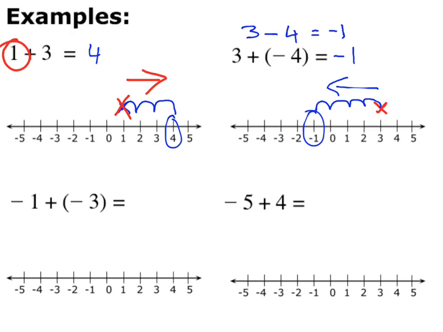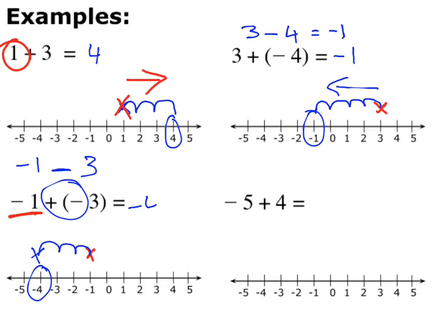Let's try the next question. Again, the first number there, negative 1, that's my starting point. I'm adding on negative 3. Again, I've got a positive and a negative next to each other, so that is going to combine to become a negative. So that becomes negative 1, take away 3. I'm starting at negative 1, and I'm going back by 3, and that takes me to negative 4.